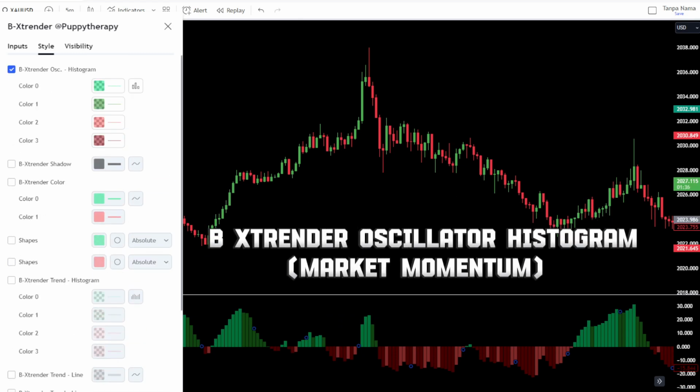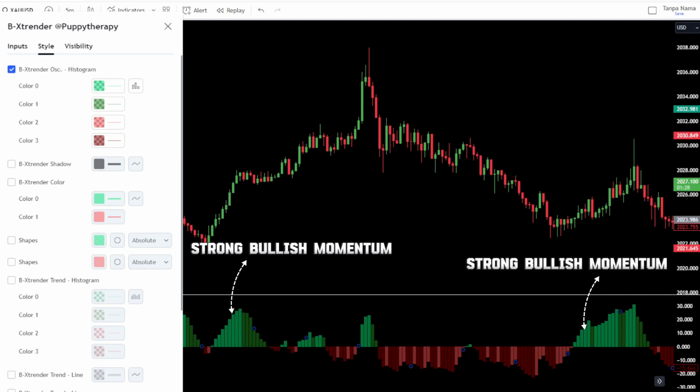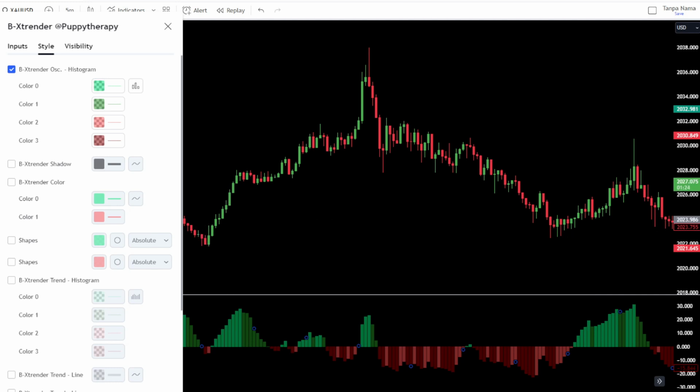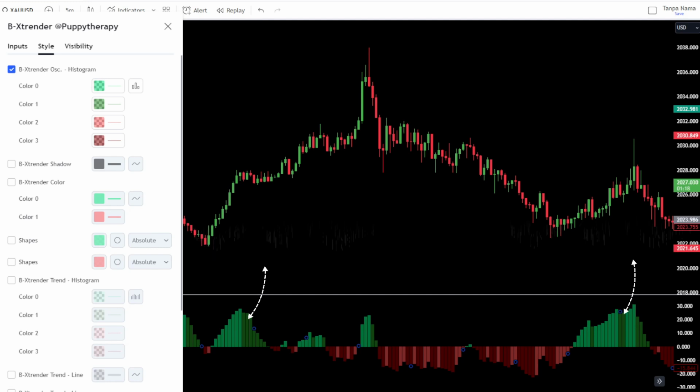One, b-xtrender oscillator histogram. The b-xtrender oscillator histogram serves to gauge market momentum. If the b-xtrender oscillator histogram is bright green, it indicates a robust bullish momentum. Conversely, if the histogram is dark green, it suggests that the bullish momentum is starting to weaken.